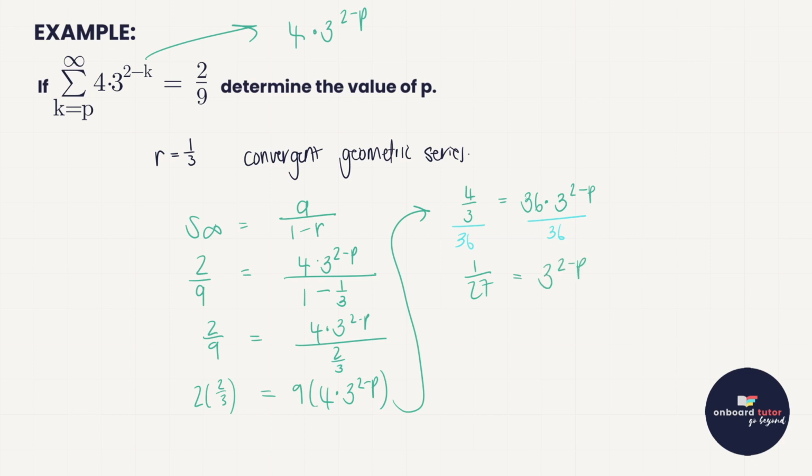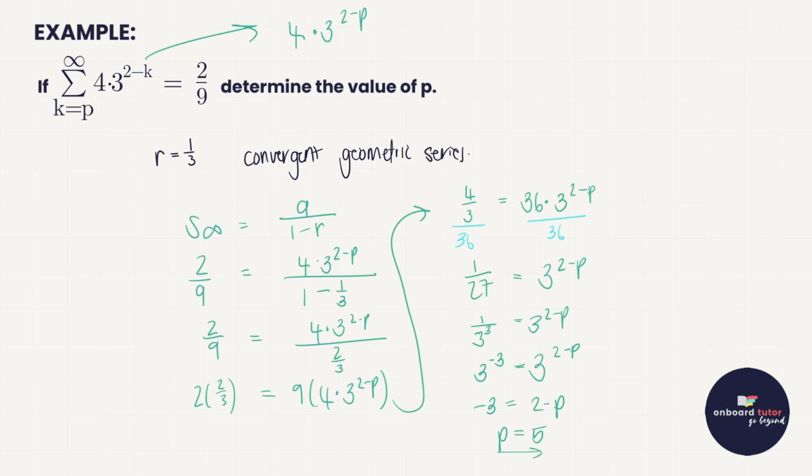Okay, and then if I want to write this in prime basis, I can rewrite this as 1 over 3 to the 3, because 3 times 3 times 3 gives me 27. Okay, which I can then move out of fraction form, so 3 to the minus 3 is equal to 3 to the 2 minus p. And now I'm allowed to drop those bases, so minus 3 equals 2 minus p, and now it's easy game. P is equal to 5 as a final answer there.